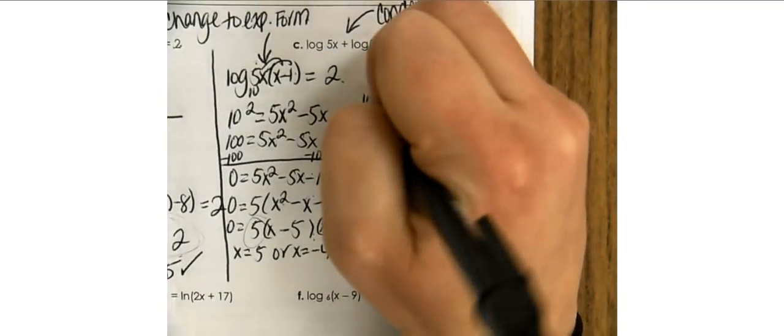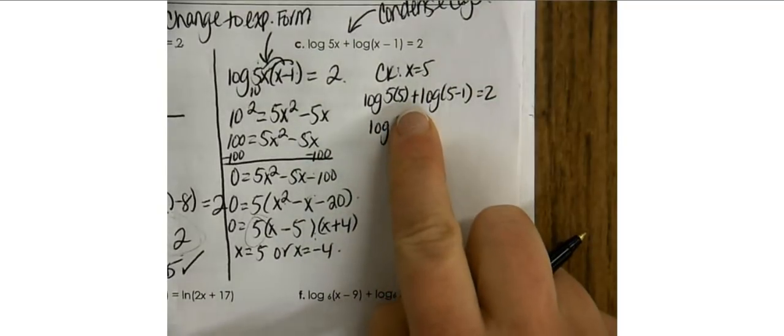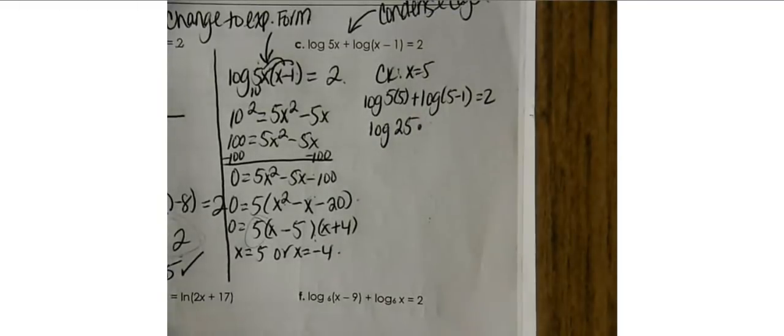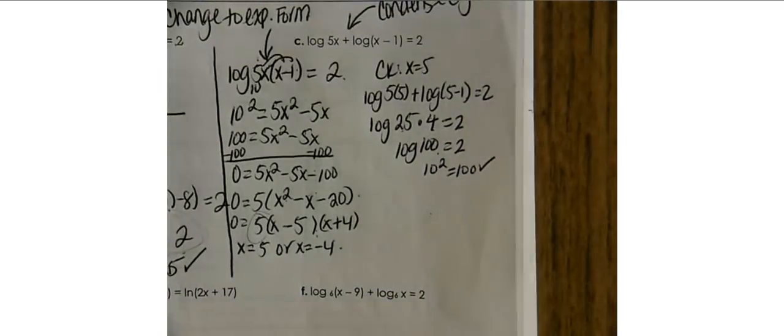So now I'm going to check x equals 5. And I'm going to plug it back into the original problem. So I'm going to write log of 5 times 5 plus log of 5 minus 1, is that equal to 2? So 5 times 5 is 25, and 25 times, because we have addition, I'm going to condense using multiplication, 5 minus 1 is 4, so 25 times 4, is that equal to 2? So we have log of 100, 25 times 4 is 100, is that equal to 2? Well, yes it is, and that's because 10 squared is equal to 100, if I were to put that back into exponential form. So x equals 5 works.